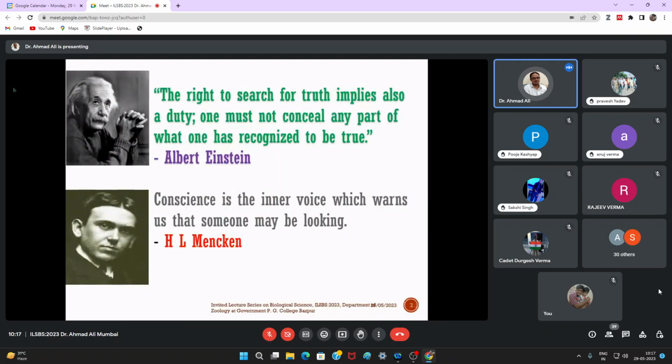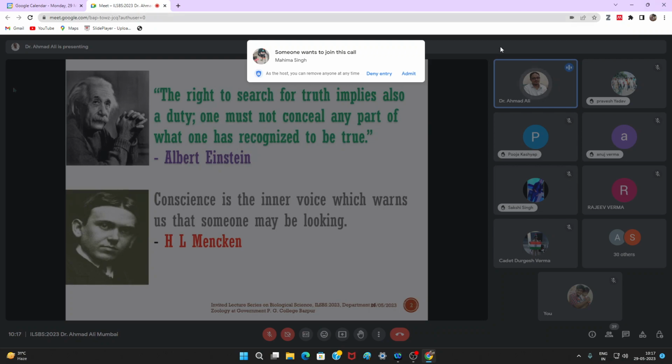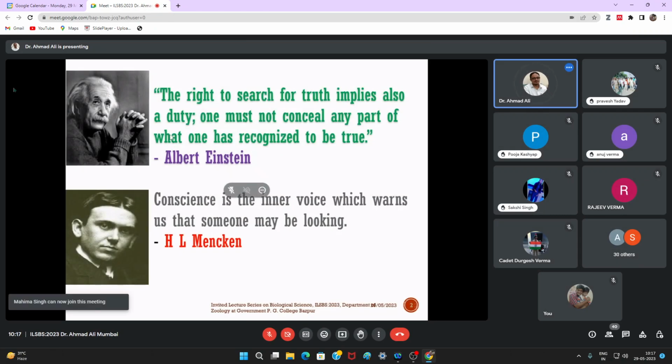So I'll start this presentation with two quotes, and I'm sure many of you, being students of biology, have been reading about bioethics also. So here we will not be deliberating on bioethics. Here we will be deliberating on what is happening in the lab and related to the research projects and the mentors and the mentees.